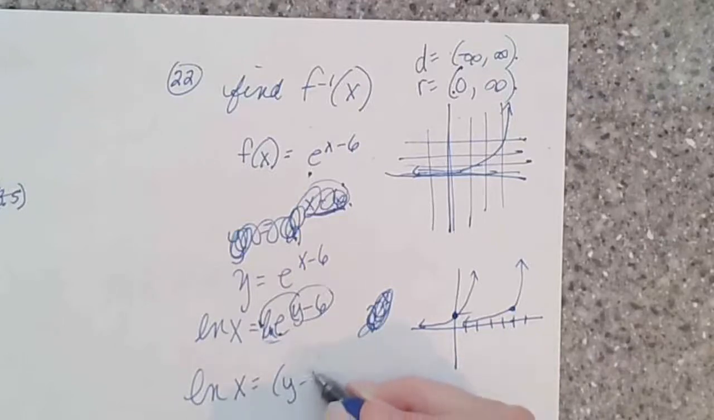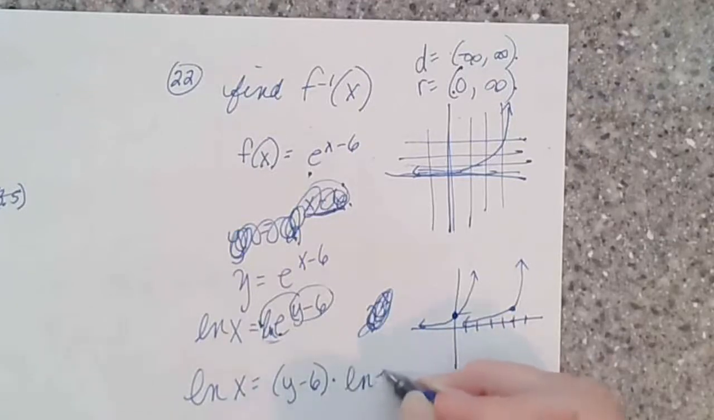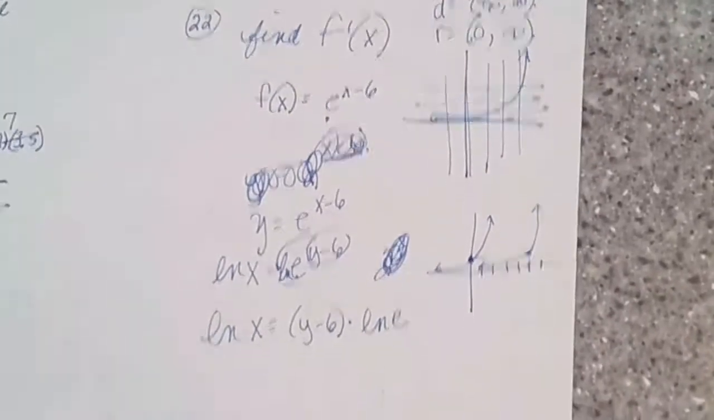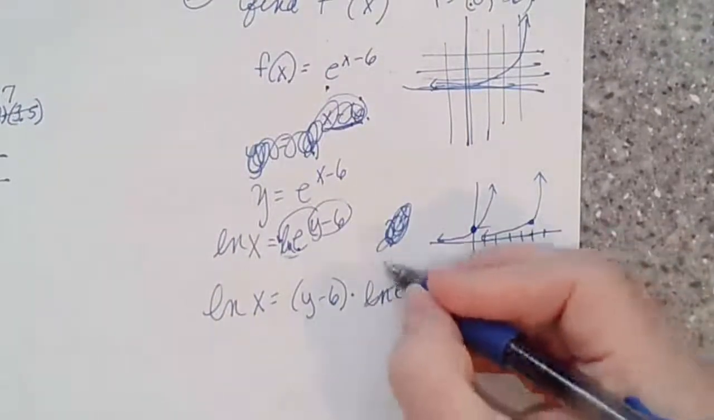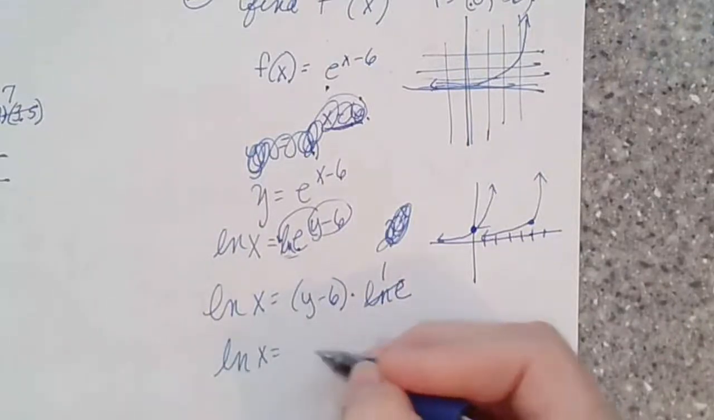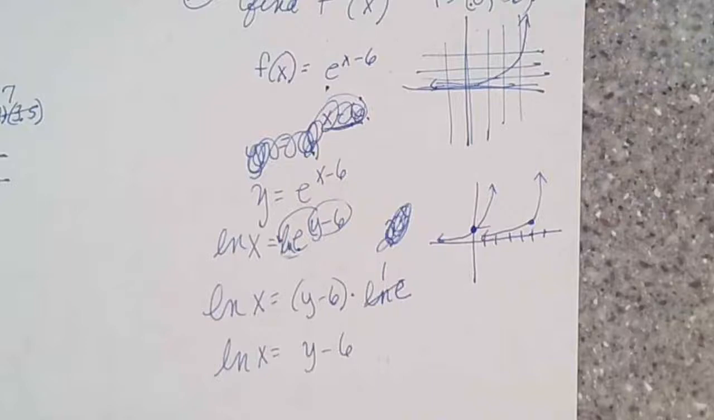So ln of e is just simply 1. You can type that in your calculator and see ln of e is always 1. So now we have ln of x equals y minus 6. Nothing to distribute there. So to finish solving for y, we throw the 6 across. Ln x, that'll make it plus 6 equals y.